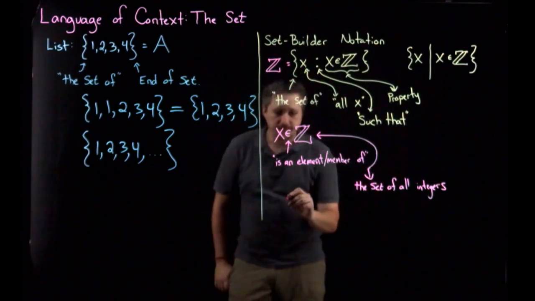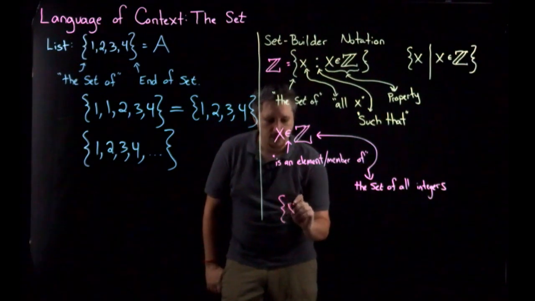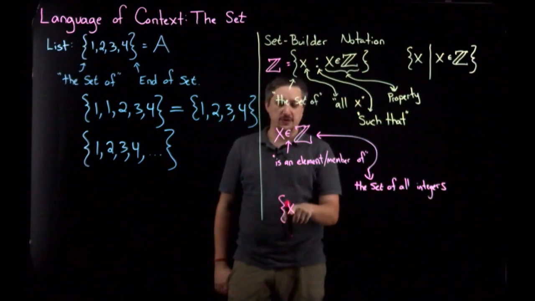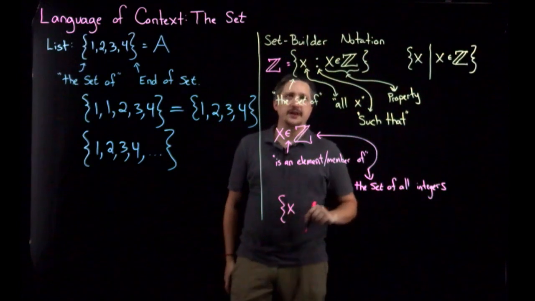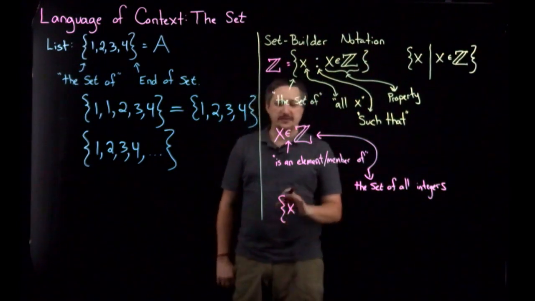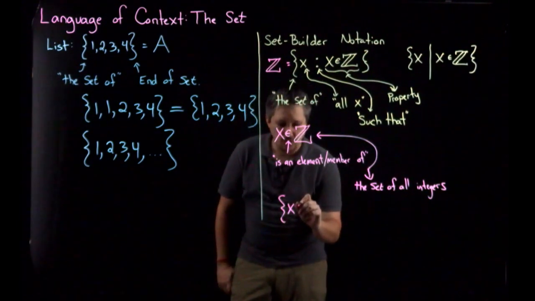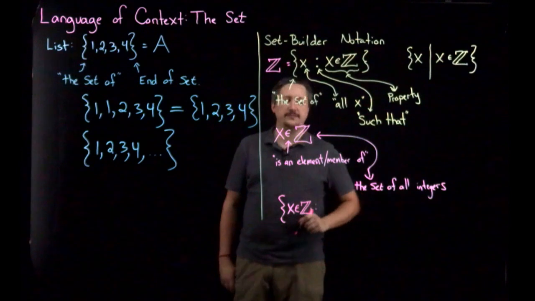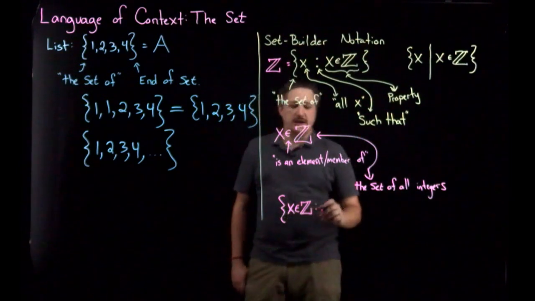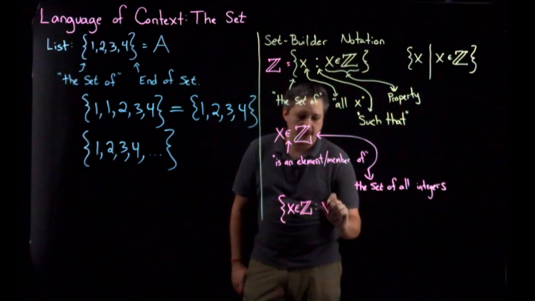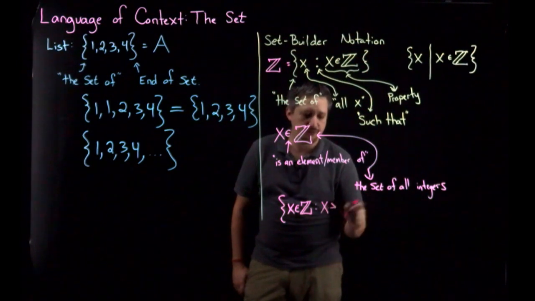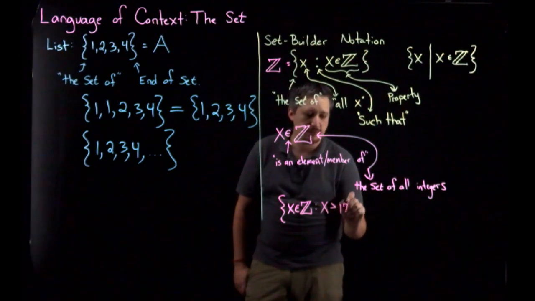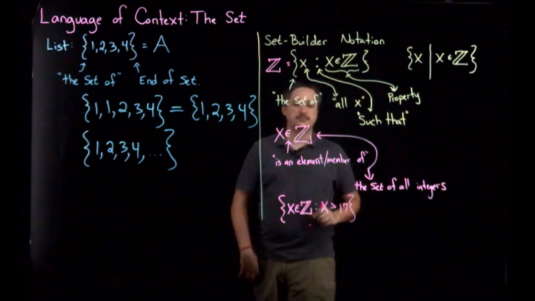How about the set x, right? The set of all dummy variables. And I'm going to throw a small curveball here. I'm going to say all dummy variables which are themselves an integer such that, and I could say x greater than 17. Okay.